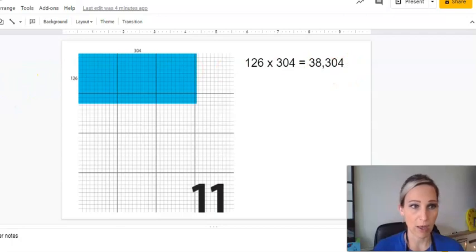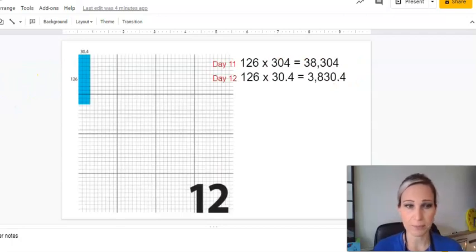Now when we went to day 12, which was on Friday, we had 126 times 30 and 4/10. Notice, same digits here, but now there's a decimal here. So all we had to do is take 304 and divide it by 10. If we divide by 10, remember everything moves one place value to the right, and it looks like the decimal jumps over to the left, and now we have 30 and 4/10.